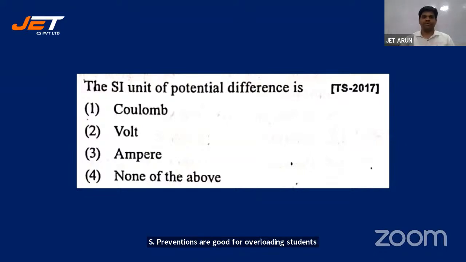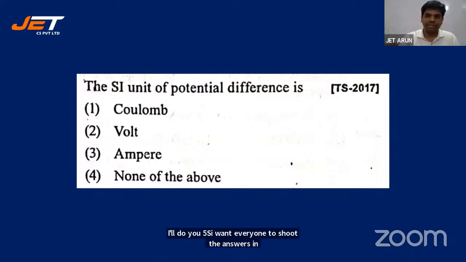All right, next one: the SI unit of potential difference is: coulomb, volt, ampere, or none of the above. I'll give you 5 seconds. I want everyone to shoot the answers in 5 seconds. 20, 25, good. 35, 40. 5 seconds more. 1, 2, 3, 4, and 5. I'll release the key.